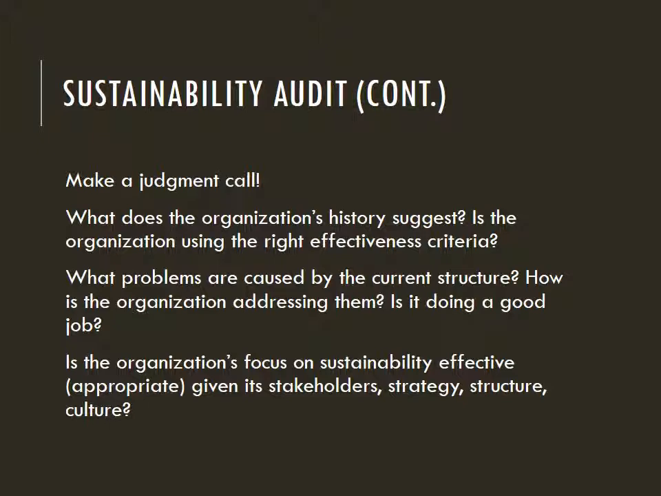What does the organization's history suggest? Is the organization, for example, using the right effectiveness criteria? Are they doing things that make sense given their current structure? What would it take for them to move away from that structure? What are the problems caused by their current structure? So, in the sustainability and action units, you would have said, okay, well, here's what their structure looks like. Okay, well, what are some of the issues that are caused by the structure that they have? Is the organization doing anything about the issues that are a function of that structure? Are they doing a good job managing that structure?